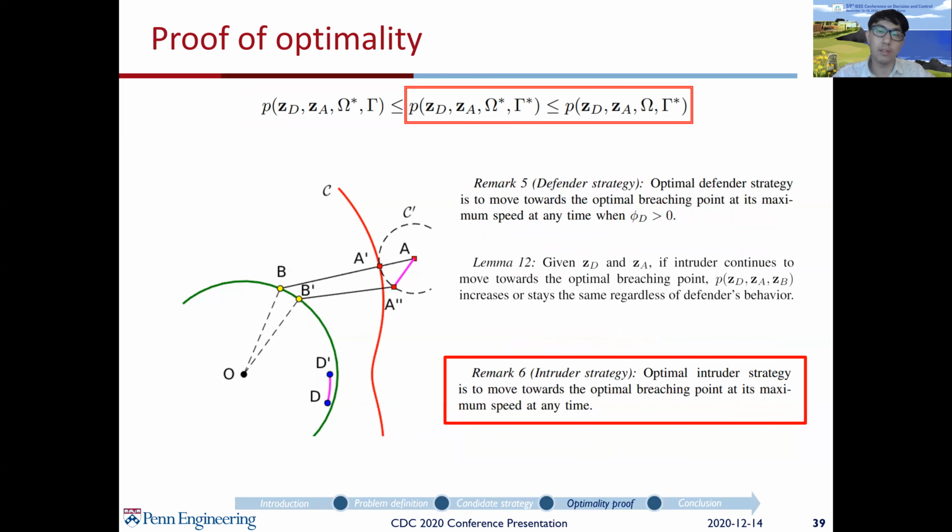And for the right side of the Nash equilibrium, we can also argue, using a similar argument, that the intruder strategy is to move towards the optimal breaching point at its maximum speed at any time. For the detailed proof, you can refer to the paper.